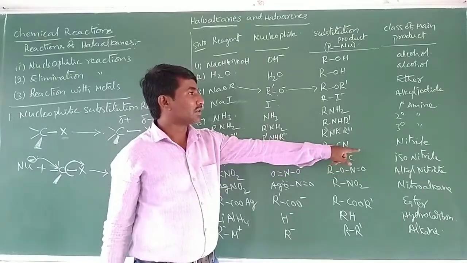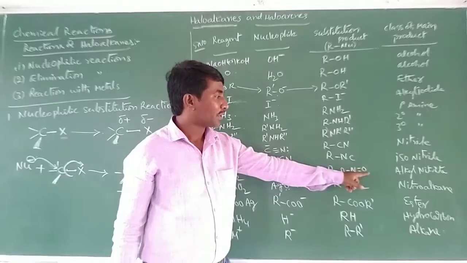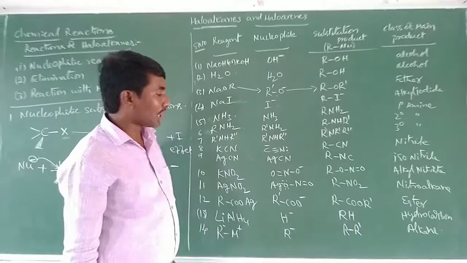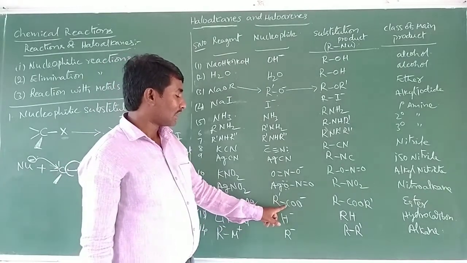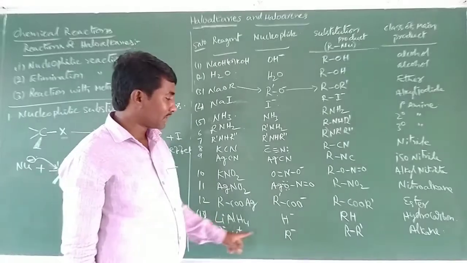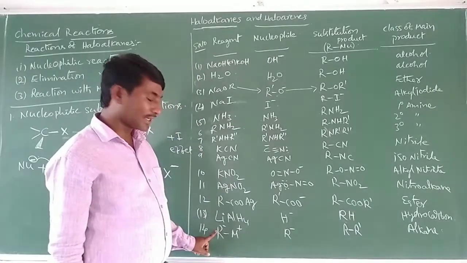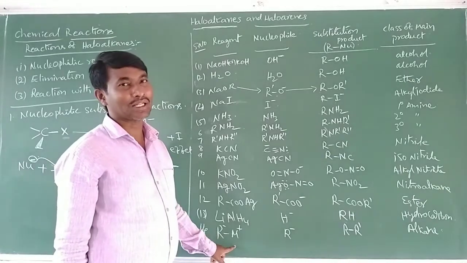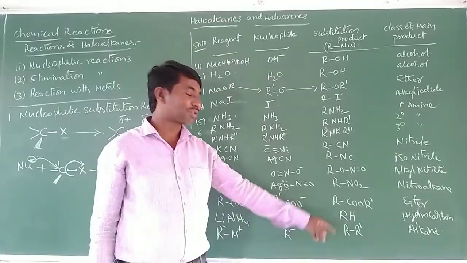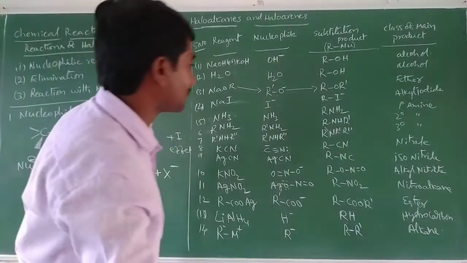Then AgCN gives RNC, an isonitrile. KNO2, O double bond N bond O minus, gives R-O-N=O, an alkyl nitrite. AgNO2 gives a nitroalkane. With RCOONa, R' COO minus is the nucleophile and gives an ester. Then lithium aluminum hydride provides hydride ion H minus, which gives a hydrocarbon. Another one is an alkyl group with metal, where the nucleophile is R minus, because the metal is positive and the alkyl is negative, giving R-R', an alkane.